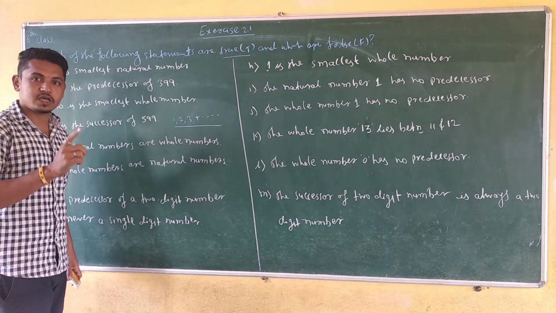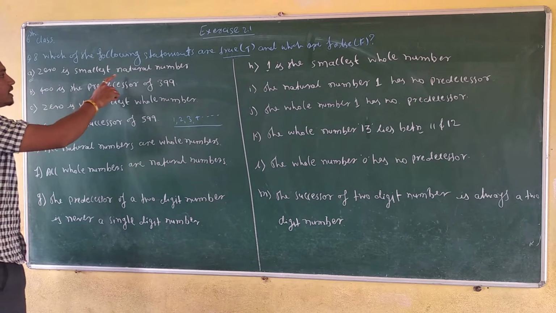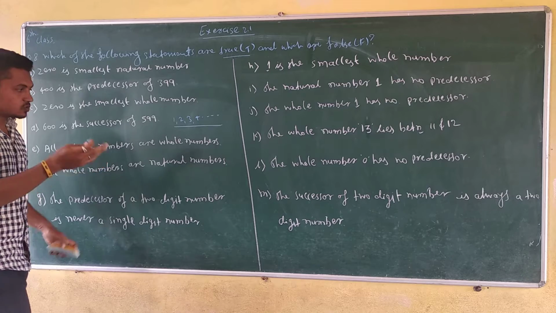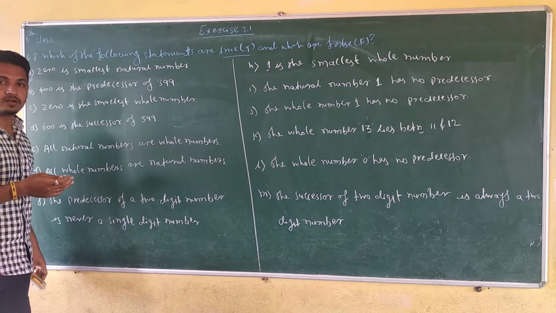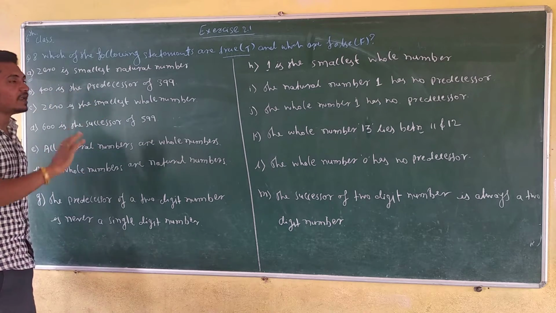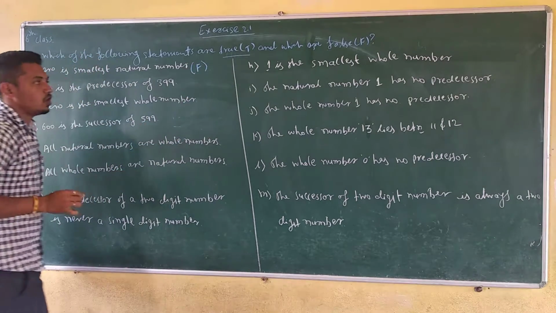Is it right? 0 is a whole number. So here, the statement says 0 is the smallest natural number, but 0 is not a natural number actually. So is this statement true or false? Yes, this statement is false because 0 is not a natural number.